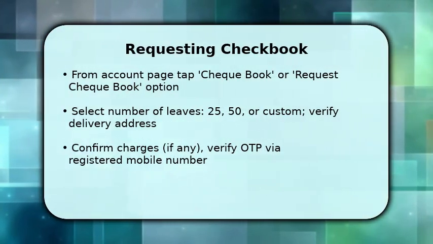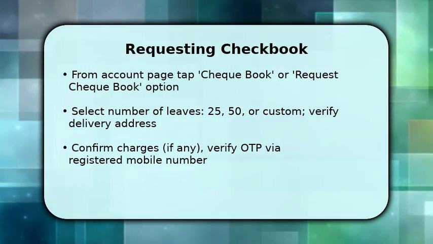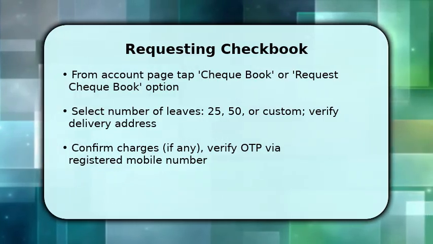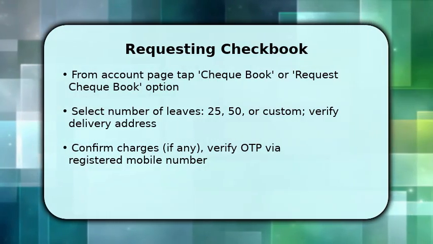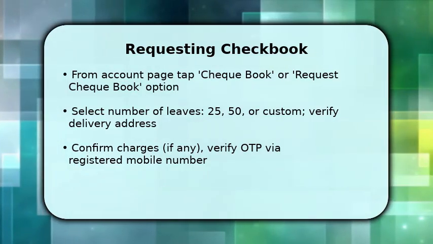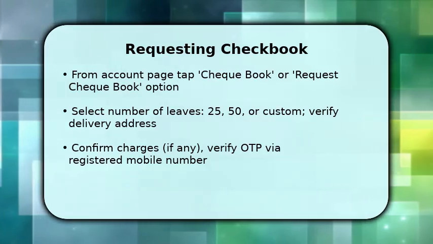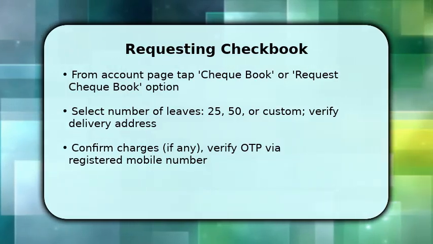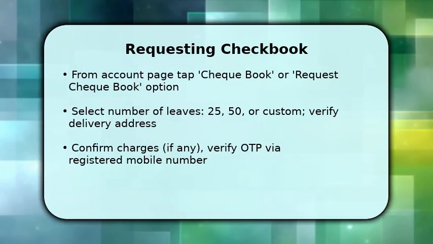Tap Checkbook or Request Checkbook from the selected account, then pick Leaves, 25, 50, or a custom quantity if offered. Make sure the delivery address shown is correct. Edit it if needed. Confirm any nominal charges and continue. SBI will send an OTP to your registered mobile.